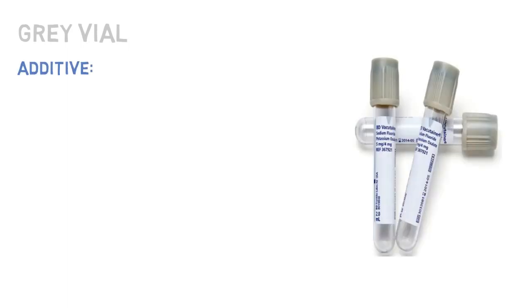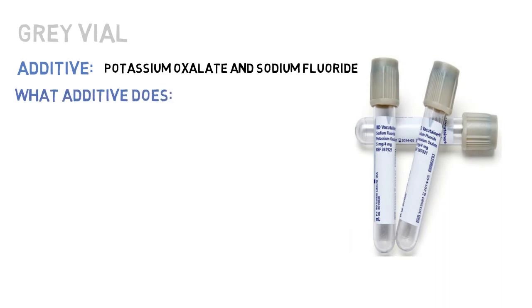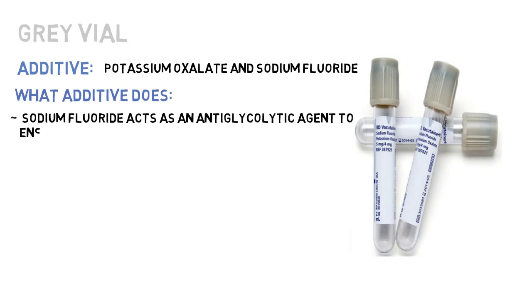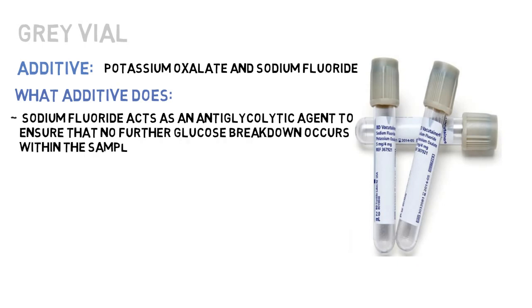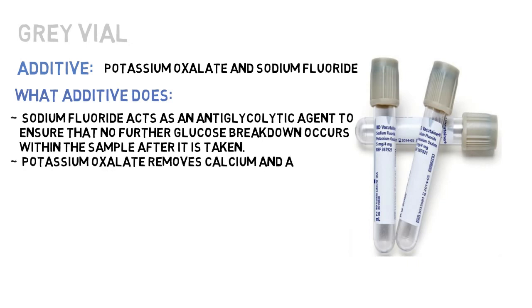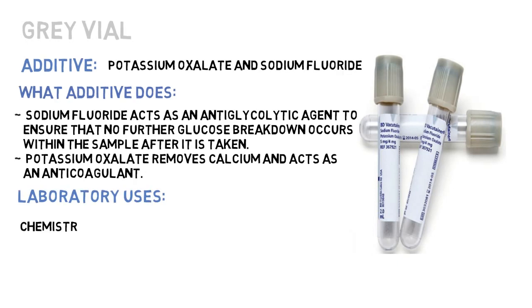Gray vial, additive, potassium oxalate and sodium fluoride. What does the additive do? Sodium fluoride acts as an anticoagulant agent to ensure that no further glucose breakdown occurs within the sample after it is taken. Potassium oxalate removes calcium and acts as an anticoagulant and prevents blood from clotting. Lab uses, chemistry testing, especially glucose, sugar and lactate.